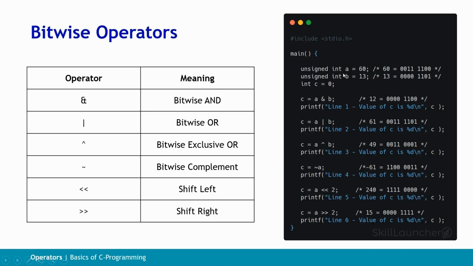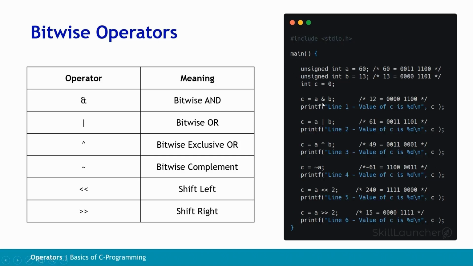Let us consider two variables a and b as 60 and 13. Let us write their binary representation in the comments. So 60 can be written as shown here and 13 can be written as shown here. Now the first operation is bitwise AND. So let us apply it.